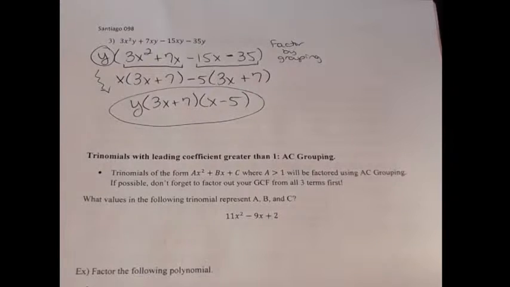Very, very nice. That concludes factoring 4-term polynomials. Not bad, right? You factor by grouping if you have 4-term polynomials. What we're about to learn is what happens when we have a trinomial, right? So specifically, I want to look at trinomials whose leading coefficient is greater than 1.